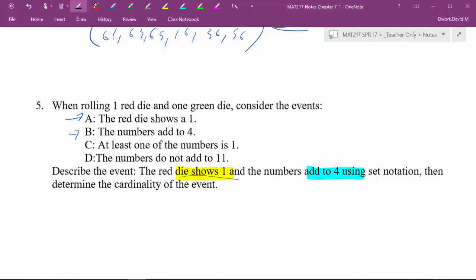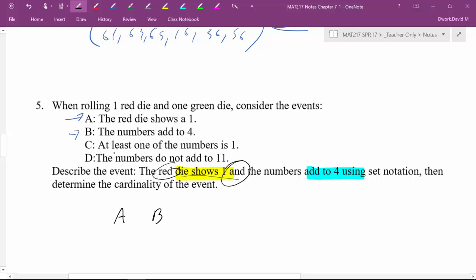All right, so here we go. Pause the video. All right, let's try this. How would I describe the red die showing a 1? Well, that's the event A. And the numbers add to 4? Oh, that's B. And then do I need to include C or D? None of this stuff was mentioned, but do I need to put it?